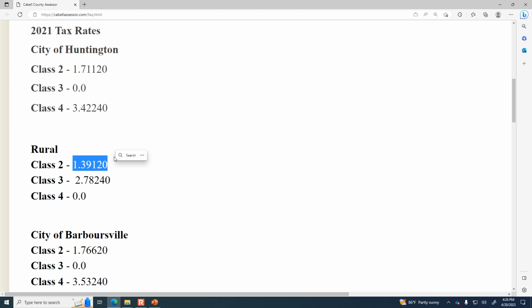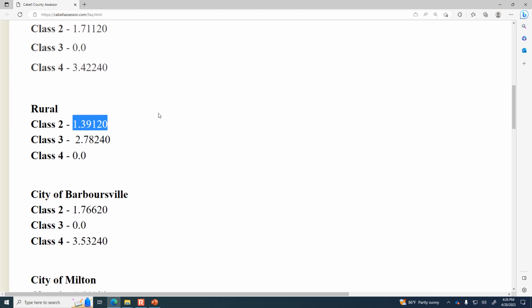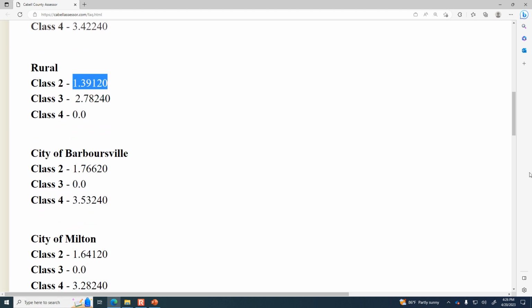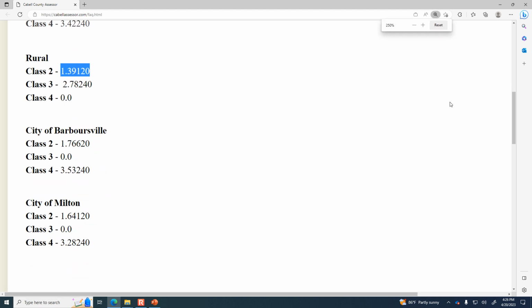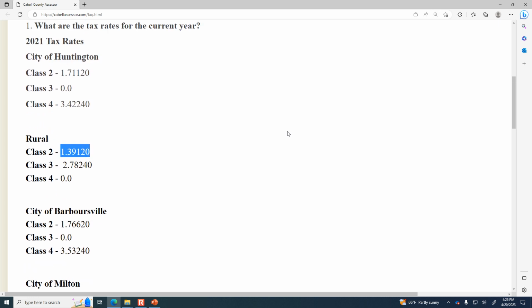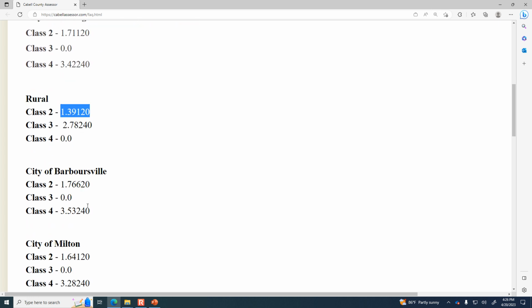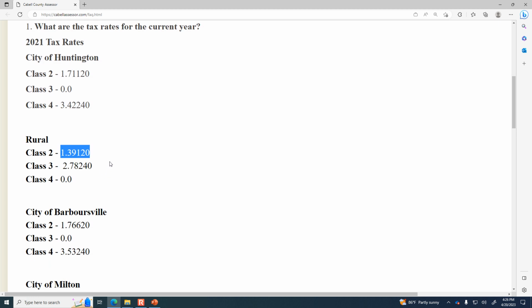But nobody's obligated to pay the volunteer fire departments, whereas if you live in the city of Huntington or the city of Barboursville, they collect additional taxes above and beyond what the county charges. Milton also is an incorporated area within the county. Those are the only incorporated areas in Cabell County: Huntington, Barboursville, and Milton. Anything that's not in those city limits is considered the rural areas of the county.